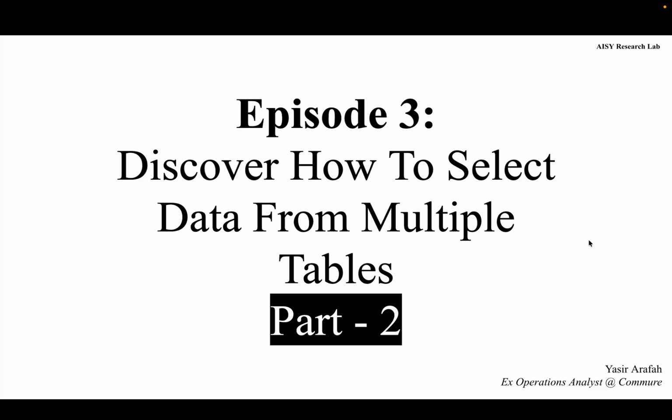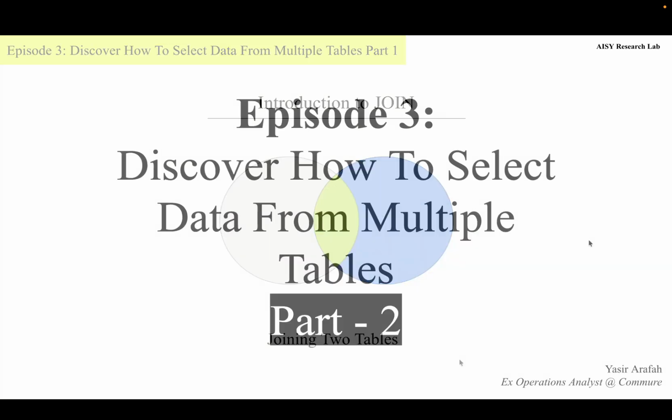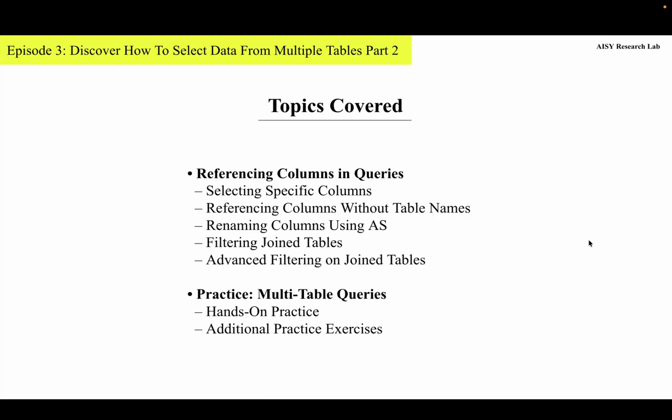Previously, we have learned how cross-join works and how to perform inner join. In this part, we'll learn how to select specific columns from the join tables, how to reference columns without the table names, how to rename the columns, and we'll do some filtration on the join tables. And lastly, we'll do some practices. And don't miss the quizzes at the end of this video. So let's start.